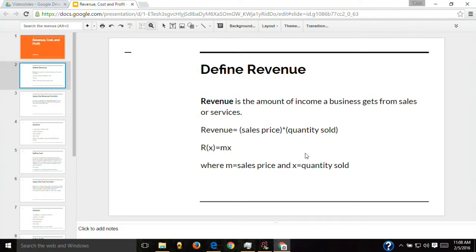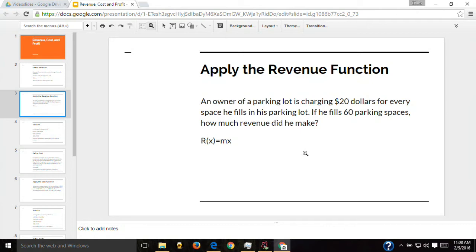Okay, so let's take a practice problem. An owner of a parking lot is charging $20 for every space he fills in his parking lot. If he fills 60 parking spaces, how much revenue did he make? Taking a look at this word problem, we need to understand what's going on here. $20 for every space he fills, so that is how much each parking spot is selling for. Now, he has filled 60 parking spaces.